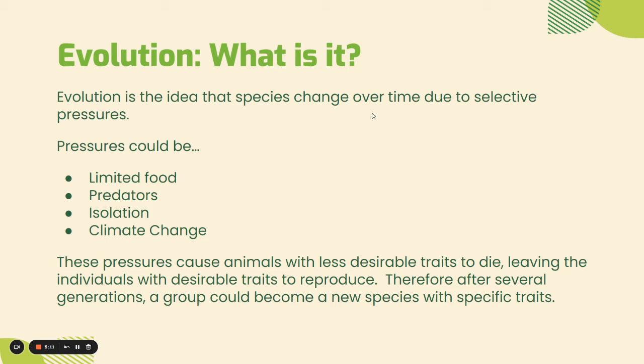These pressures could be limited food supply, different types of predators, isolation from another group, or climate change. All these things could potentially change the way a species needs to survive and change the traits that are needed to survive. These pressures cause animals with less desirable traits to die, leaving the individuals with desirable traits to reproduce. And therefore, after several generations, this group could become a new species with new traits that are slightly different than the original. That doesn't mean that the original species is gone. They could still survive in the original place that they were or in the original conditions, but this new species is more adapted to the new pressures that have been brought onto them.